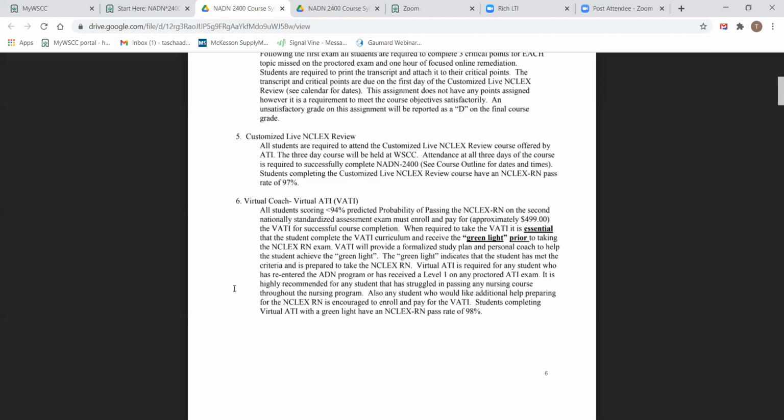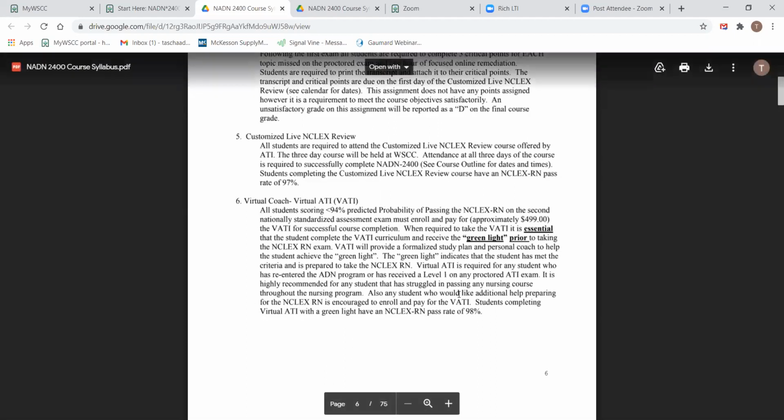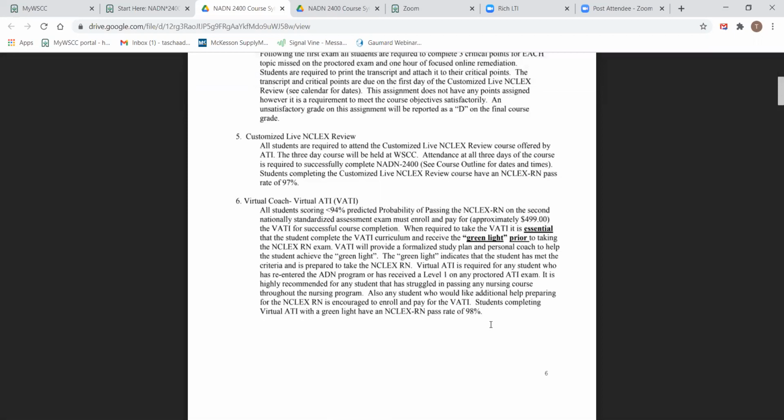So you will also find this information in your handbook as well. It is part of our policy as to how virtual ATI is to be handled. So you can look there as well, but these are the guidelines that we will follow. I don't want anyone to be surprised when we take that first exam that you're not aware that you will be required to take this or pay for this $500 virtual ATI.